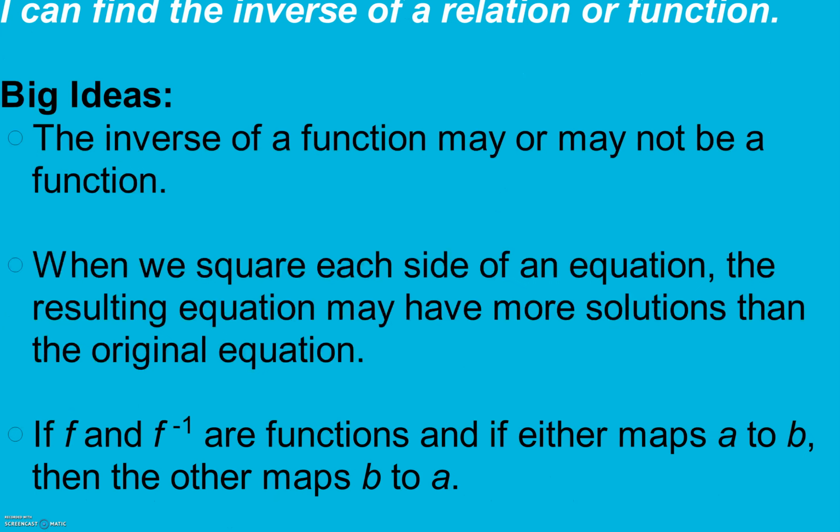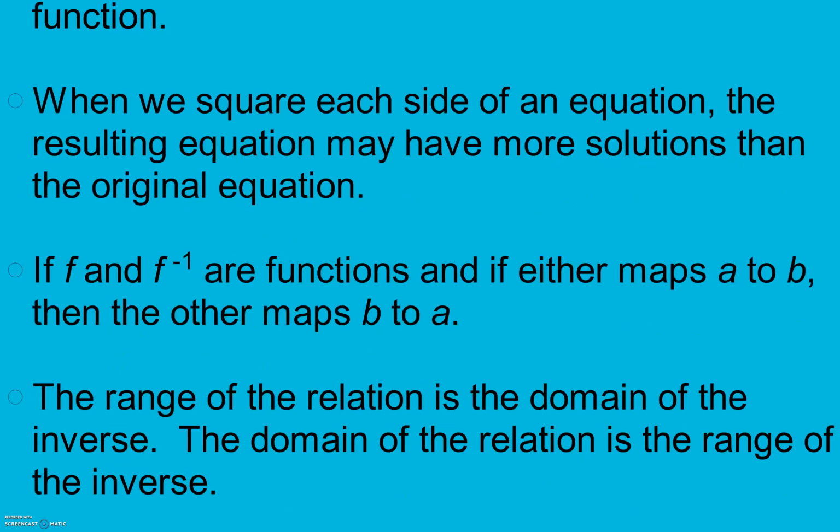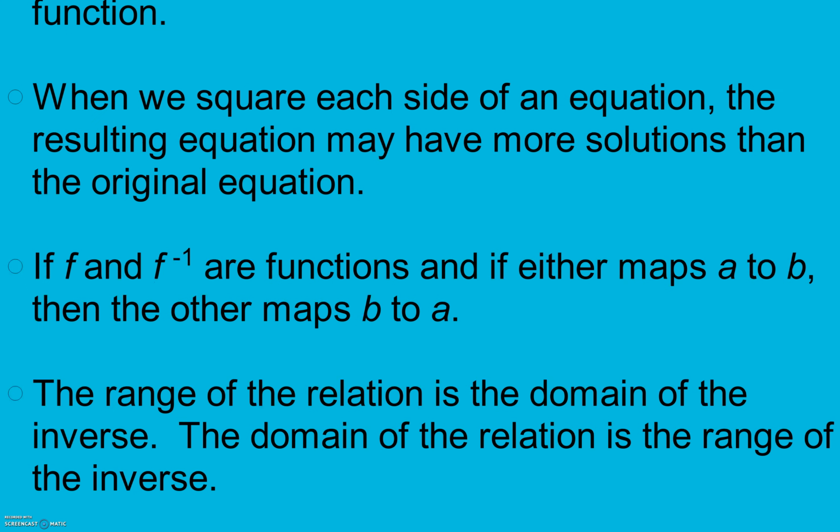When we square each side of an equation, the resulting equation may have more solutions than the original equation. We talked about that a little bit when we were solving radical and rational exponents equations. We sometimes had those extraneous solutions, and that's what they're talking about there. If f and its inverse are functions, and if either maps a to b, then the other maps b to a. The range of a relation is the domain of the inverse, and the domain of the relation is the range of the inverse.